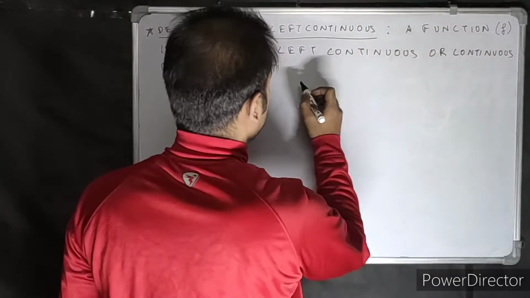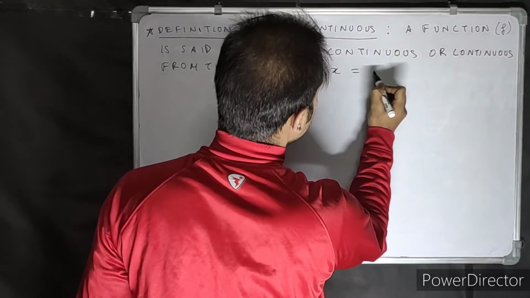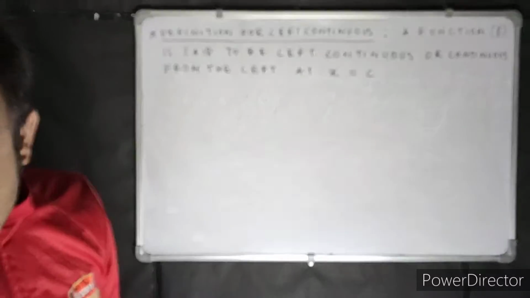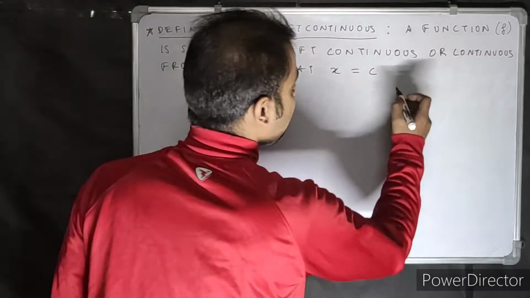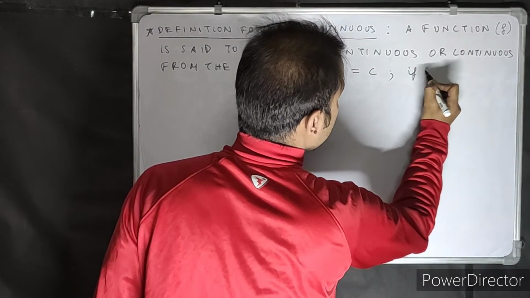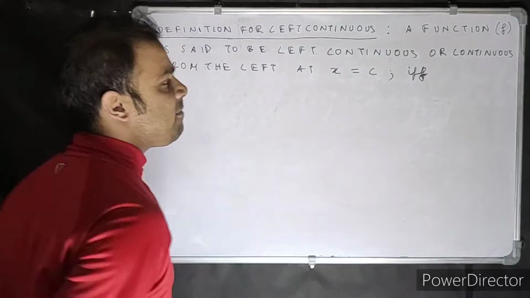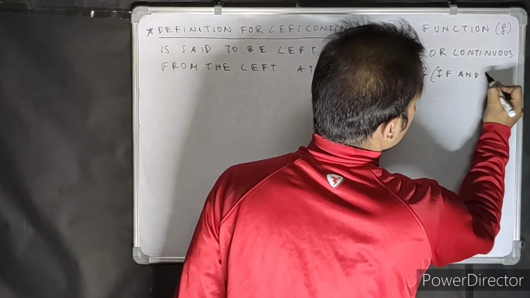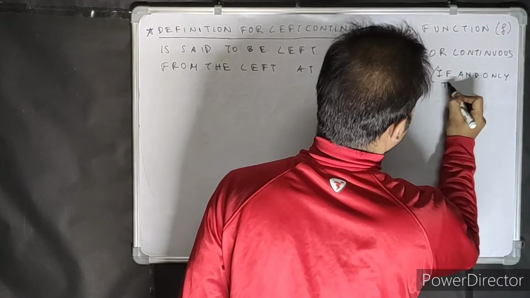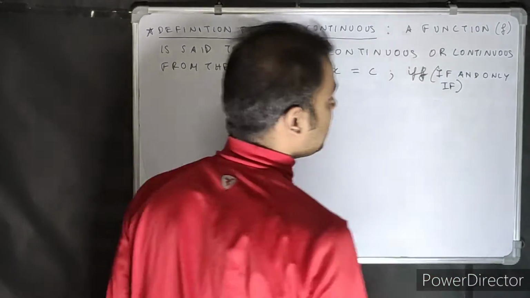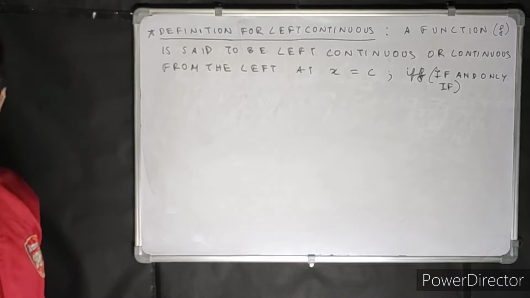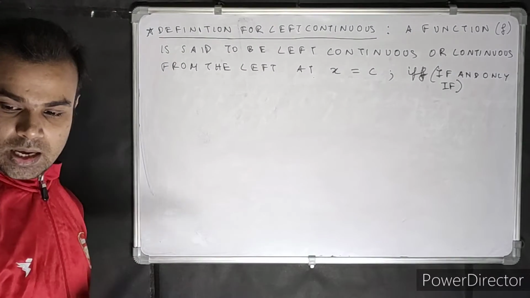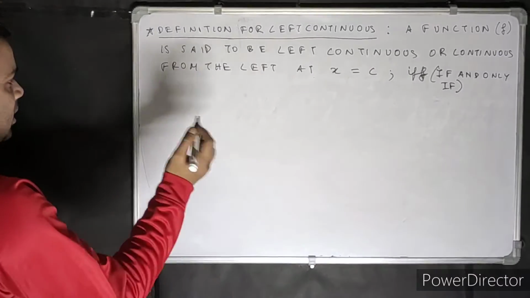At x equal to c, at any point x equal to c, you can take any number, if and only if, IFF. When you write IFF, in mathematics that means if and only if. So a function is said to be left continuous, or continuous from the left, at x equal to c if and only if these things happen.